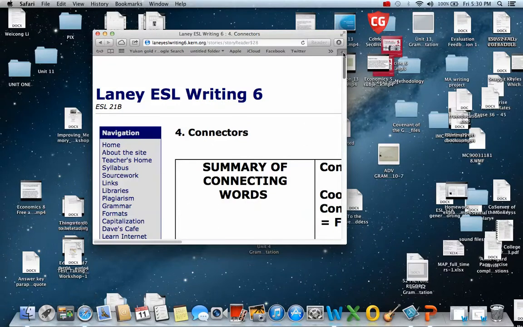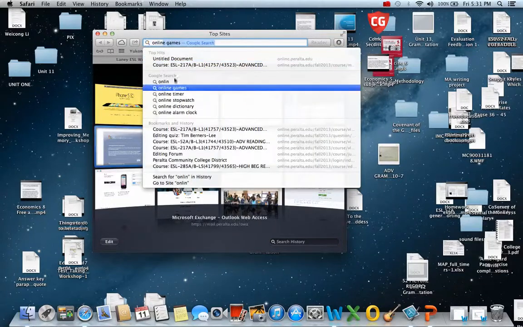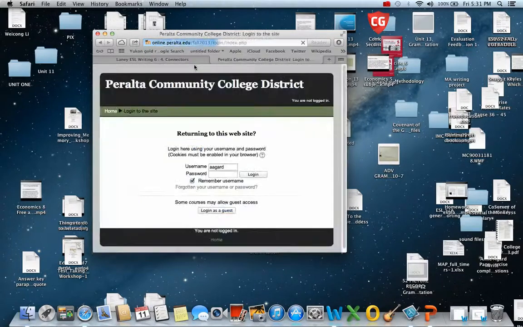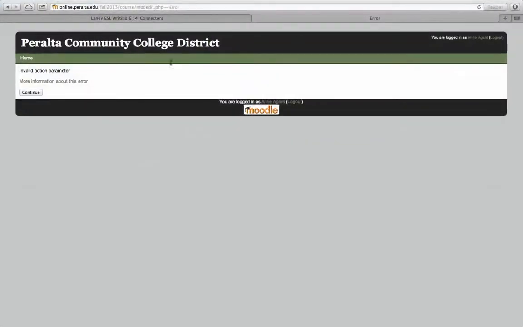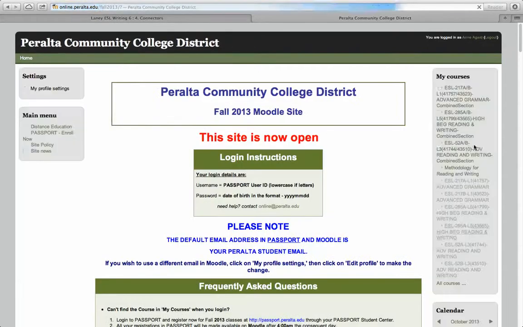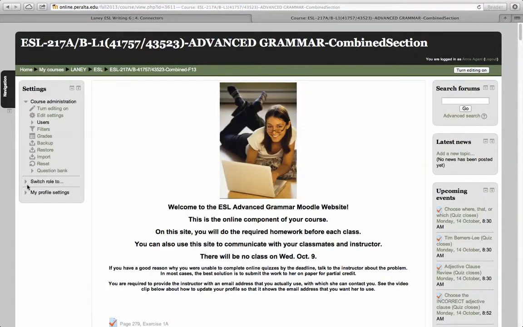Oh, here, I have to do this. To log in. Switch the role to student. Okay.